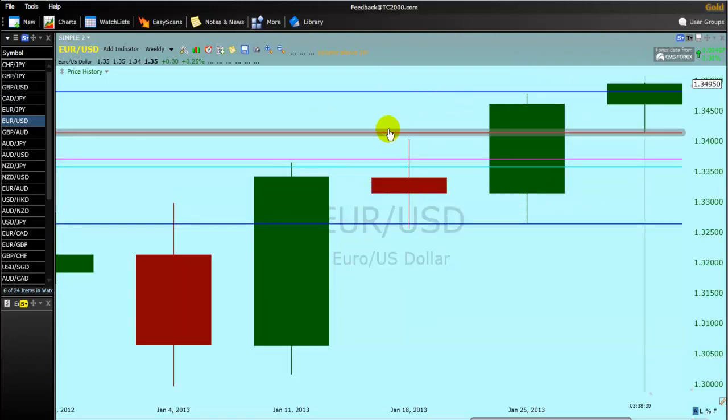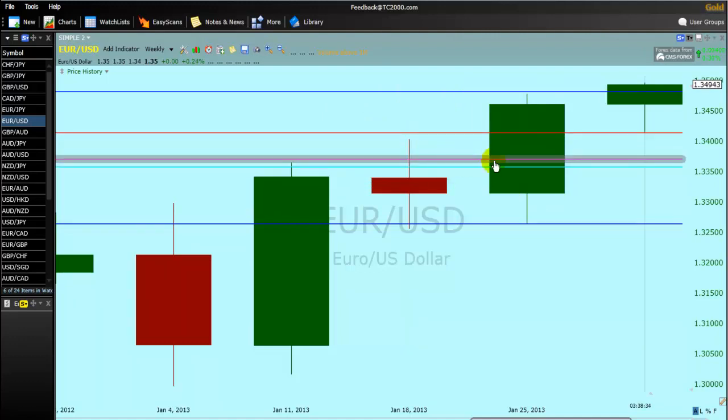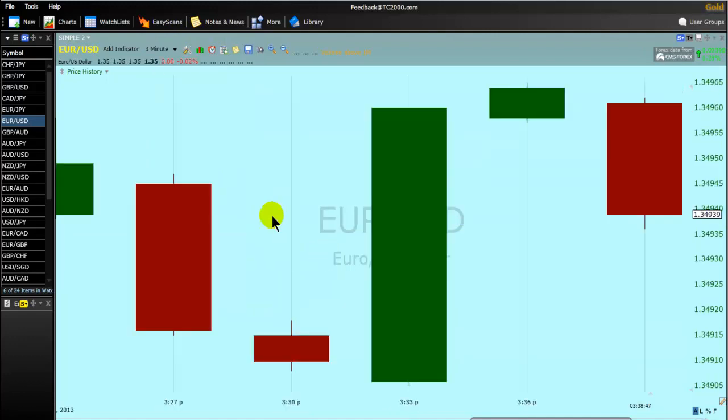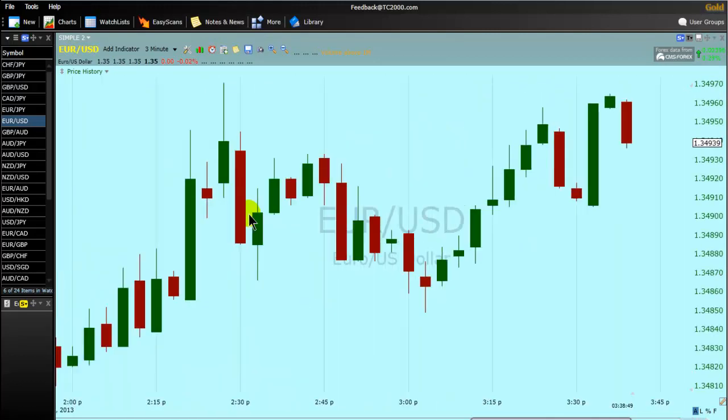The psychological price level on the daily chart is the red line here. The psychological price level on the weekly chart is the pink line here, all right? So for today, we want to review the trade for today. So I'll go back again to my 3-minute chart, if you allow me to do that.